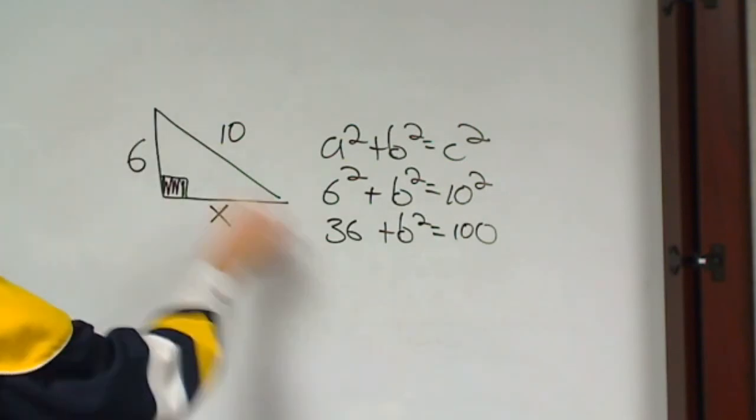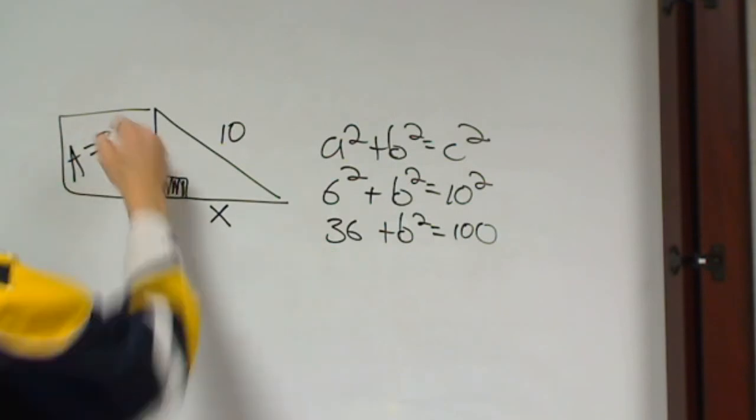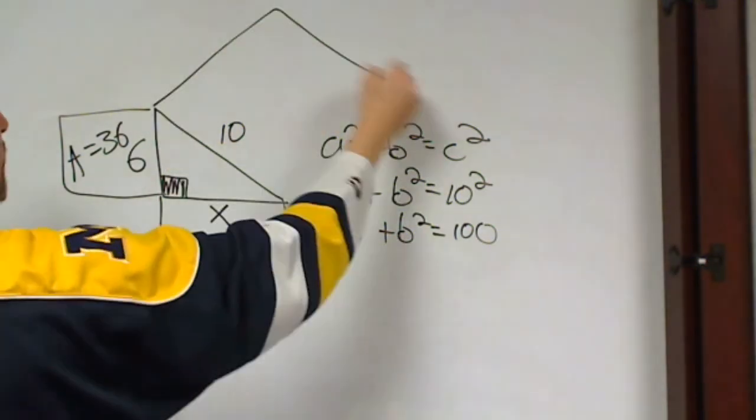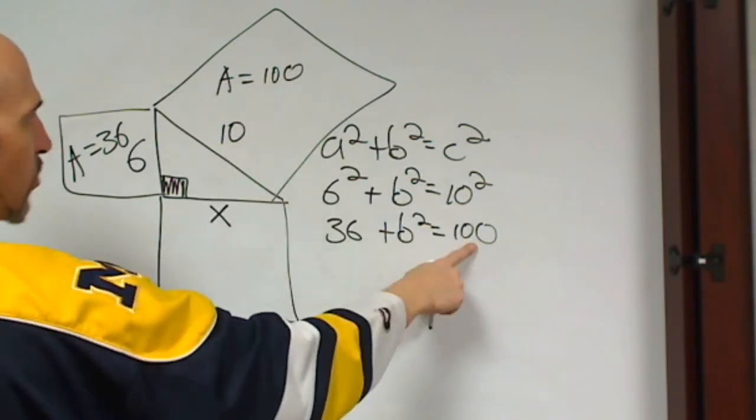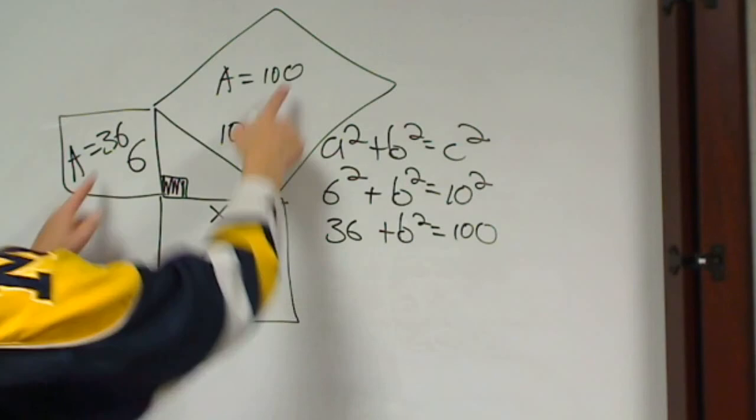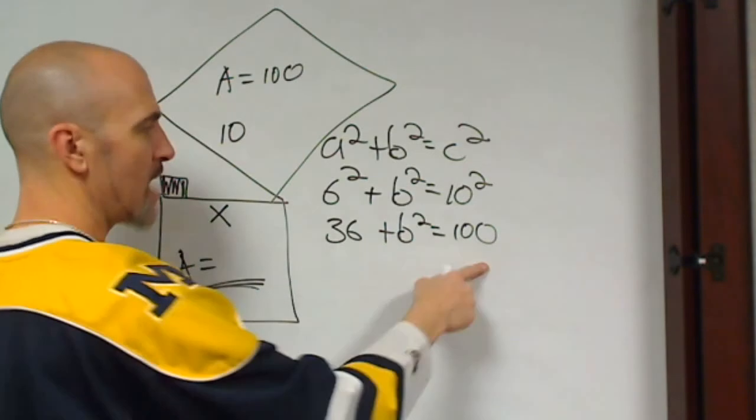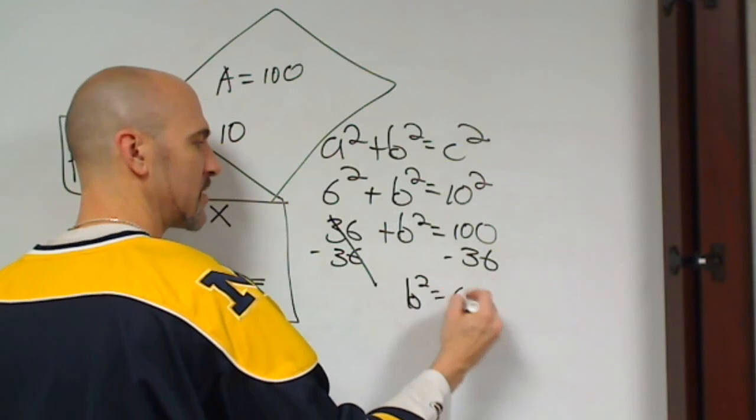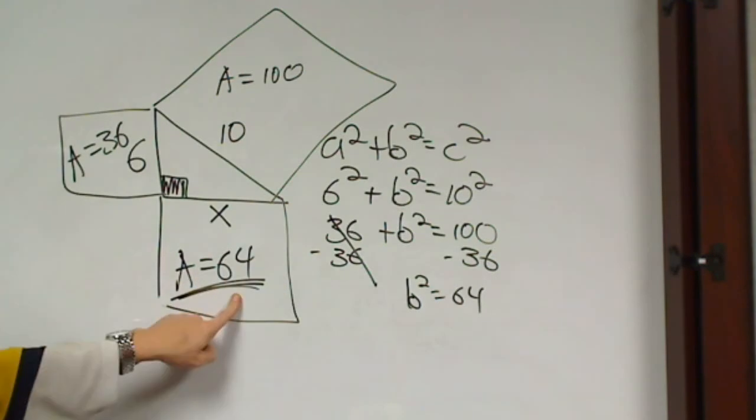So again, here's my a. I square it to find an area of 36. We're looking for x. You have the area of the big square as 100 because c was 10. 10 squared is 100. So there's your 100. Here's your 36. It's the area of the big square and the small square. And so what we do to find the area of this square? We would subtract these two. So that's the same thing that happens here algebraically. Minus 36 from both sides. They cancel, and b squared equals 64. So now we know the area of the other small square is 64.